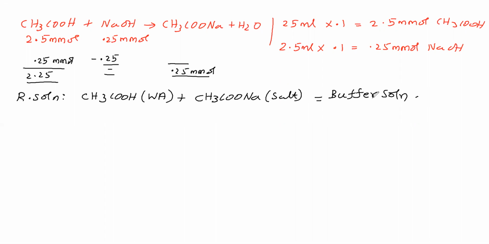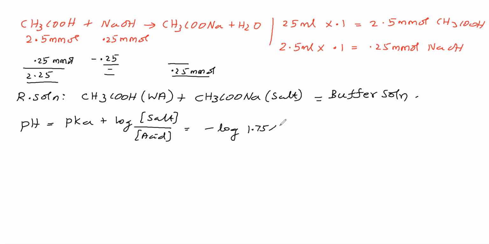For an acidic buffer, to calculate pH, the Henderson equation is there. That Henderson equation says that pH is equal to pKa plus log salt by acid. This is the Henderson equation. Now we will substitute here: pKa we can write as minus log Ka. Ka is 1.75 into 10 power minus 5. We will substitute plus log salt by acid.